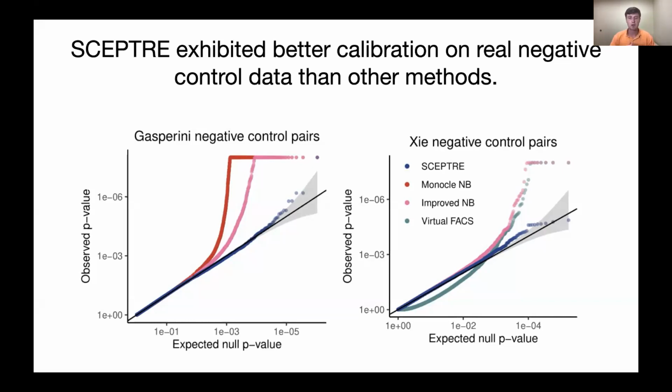So what we see is Scepter, which is in blue. Scepter's points lie along this diagonal line, indicating correct calibration under the null hypothesis. Whereas the competitor methods, which are shown in other colors, demonstrate severe miscalibration. The competitor methods are a mix of some parametric methods and some standard non-parametric methods. And so our hypothesis is that they're not working for the reasons that I explained earlier. So we see solid calibration here, which is a nice result.